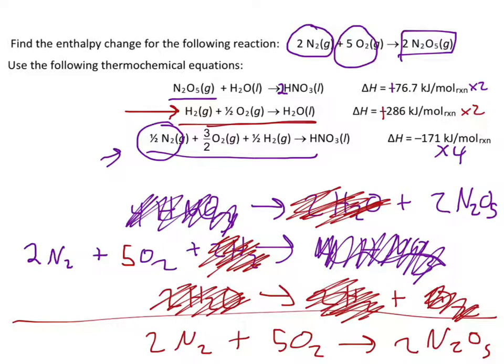Now all we need to do is add all of this together, and then once we do that, we get our change in enthalpy of the reaction. And when you add all of this together, what you end up with is the delta H of the chemical reaction is 41.4. And that's all there is to it.